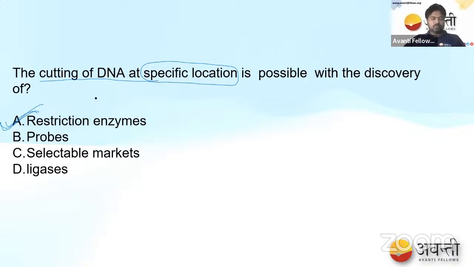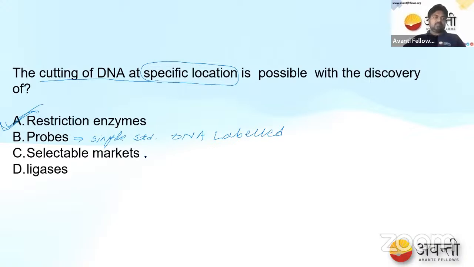Then what about the probes? Probes are single stranded DNA which are labeled, and probes are important to identify an unknown structure or unknown strand of DNA.